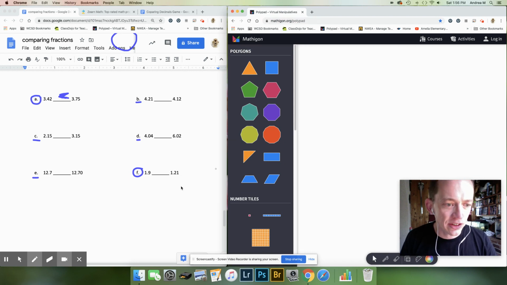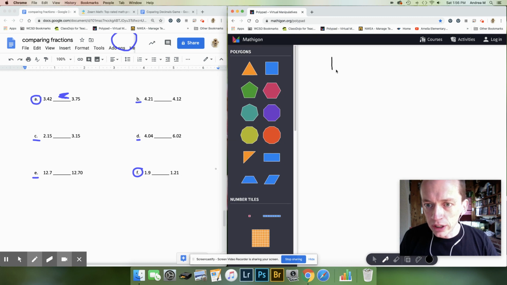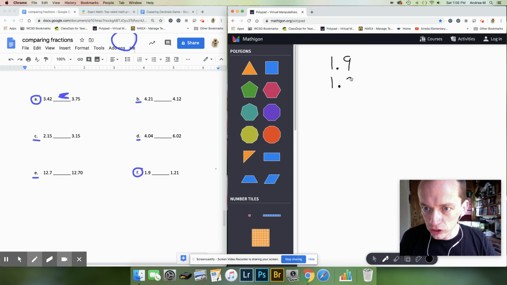All right, so let's take a look at F real fast. F, we are comparing 1 and 9/10 versus 1 and 21 hundredths. Take a moment, try that one on your own real fast.